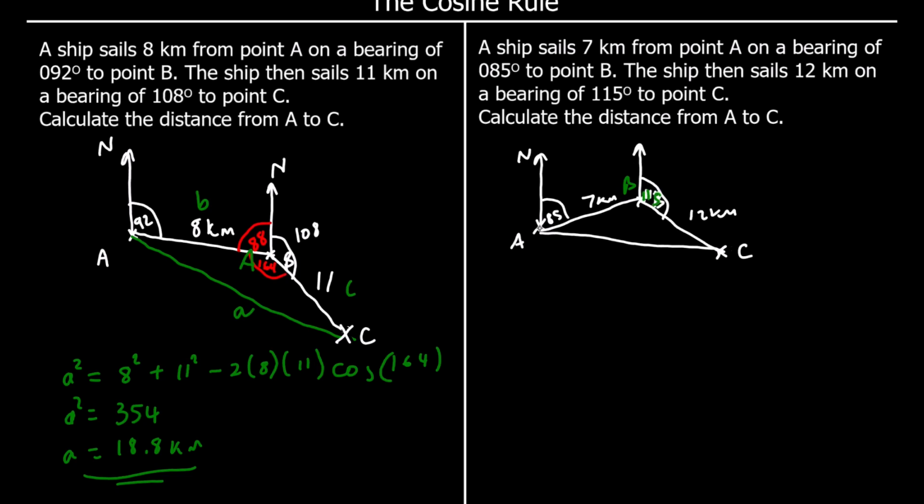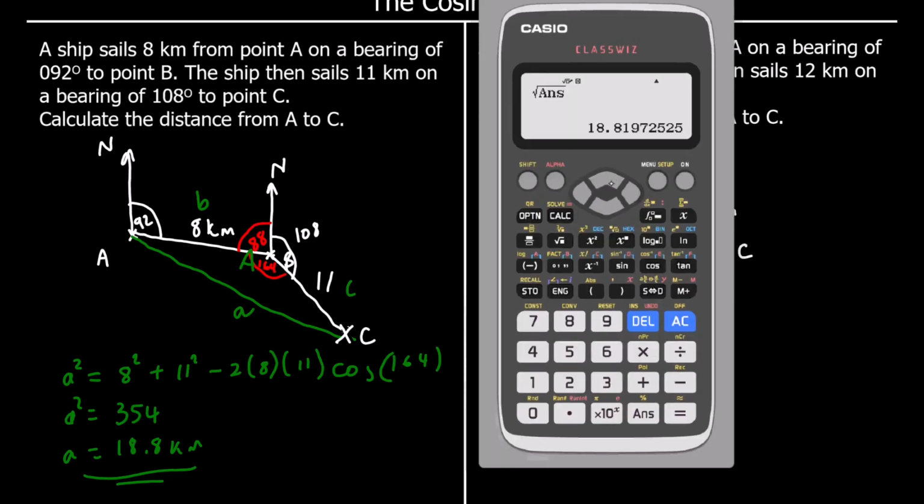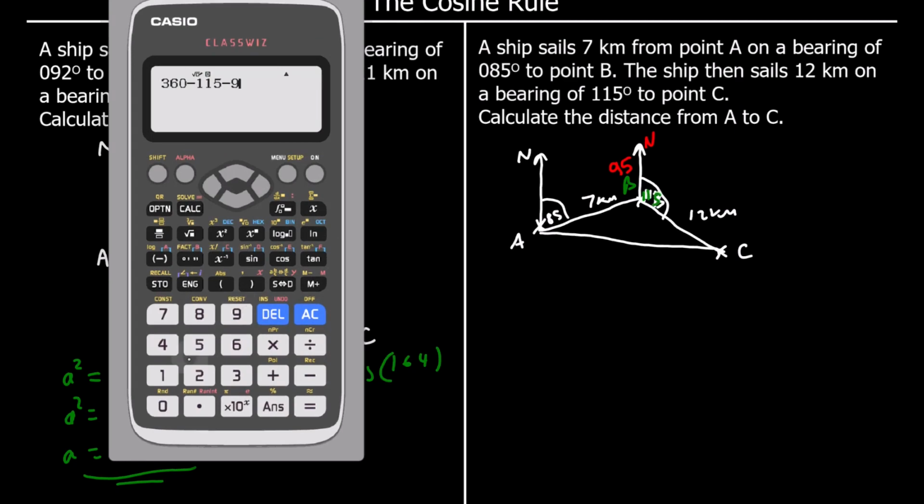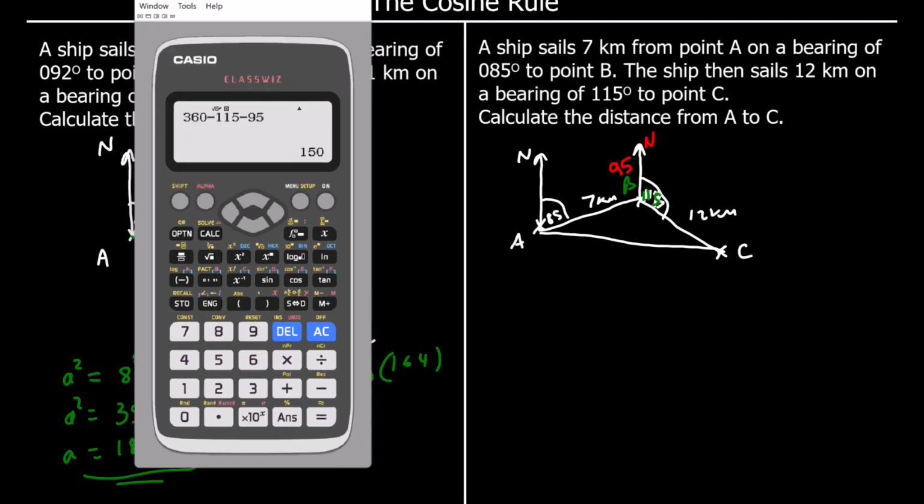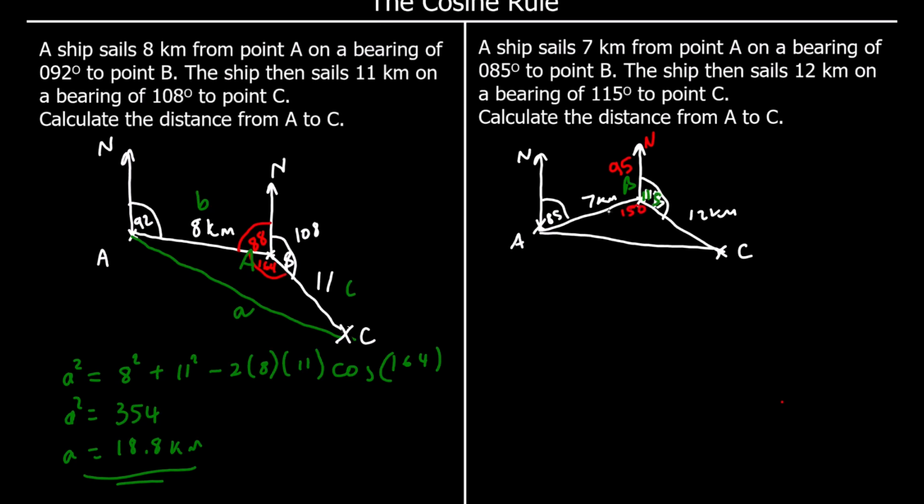So again, use co-interior angles. So 85 and 95 are going to make 180 because these two lines, the north lines, must be parallel. So if you go down one north line and go back up the other one, you must have turned 180. They're co-interior angles. And then we do 360 minus 115 and 95 for angles around the point, and that's 150 degrees.